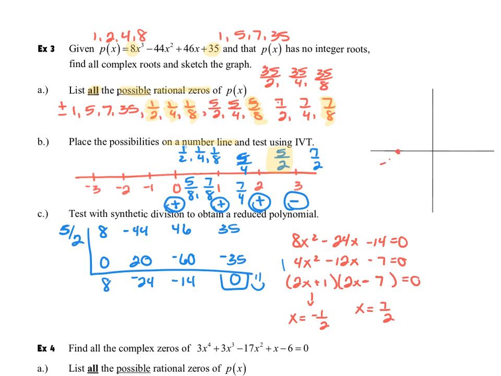So now what I can do is I can start putting all these zeros on my graph. So I'm going to have my negative 1/2. I'm going to have my positive 5 halves. I'm going to have my positive 7 halves. Of course, I have my y-intercept of a 35. Looking at my end behavior, I know that from here it needs to go down and here it needs to go up.